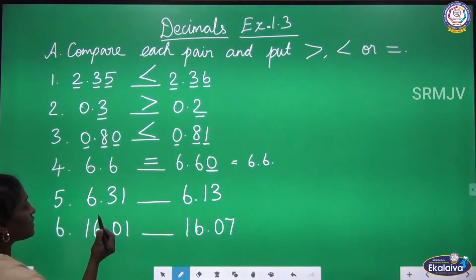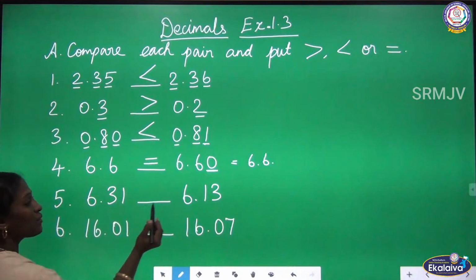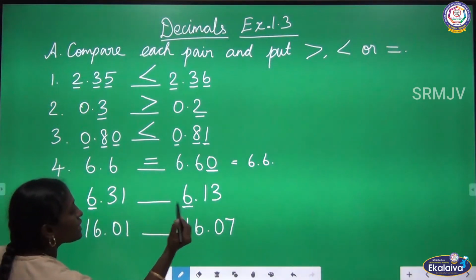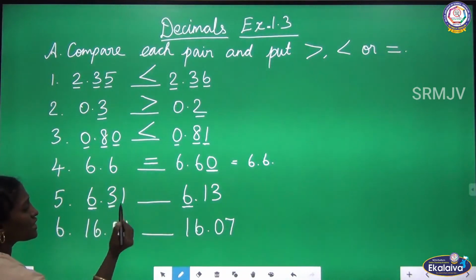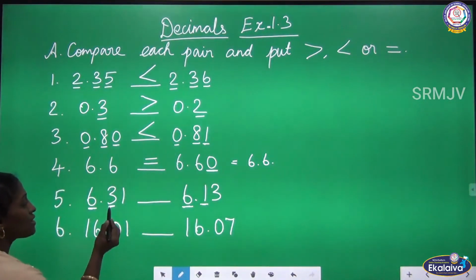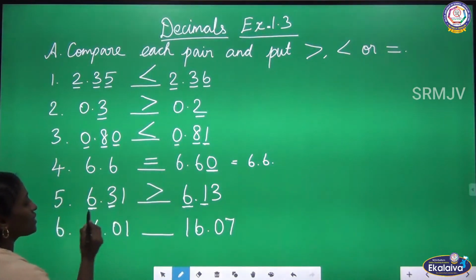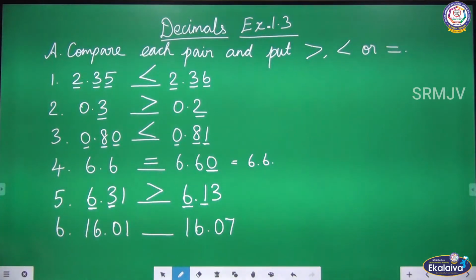Okay. See the next one, 6.31 and 6.13. Here the whole number part is the same, 6. Then we have to check the first decimal place. Here 3 is there, here 1 is there. 3 is greater. So 6.31 is greater.